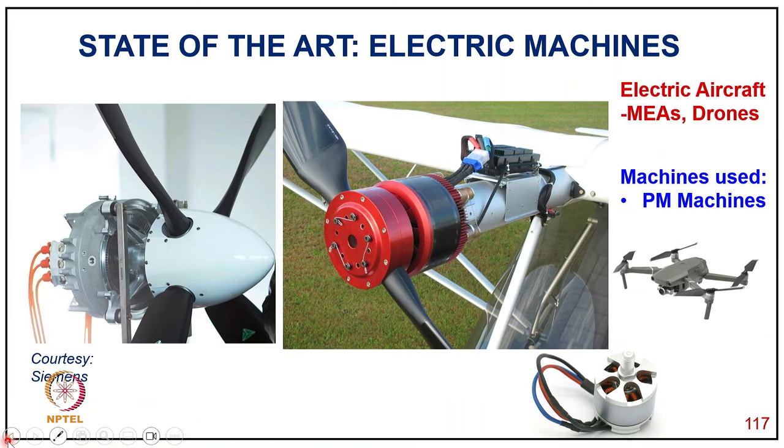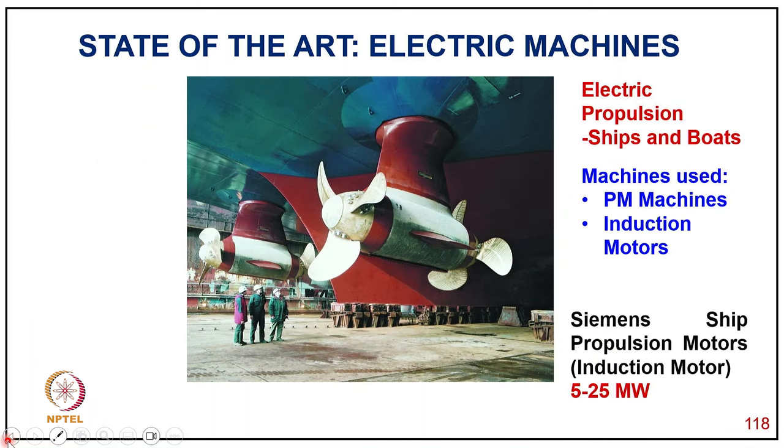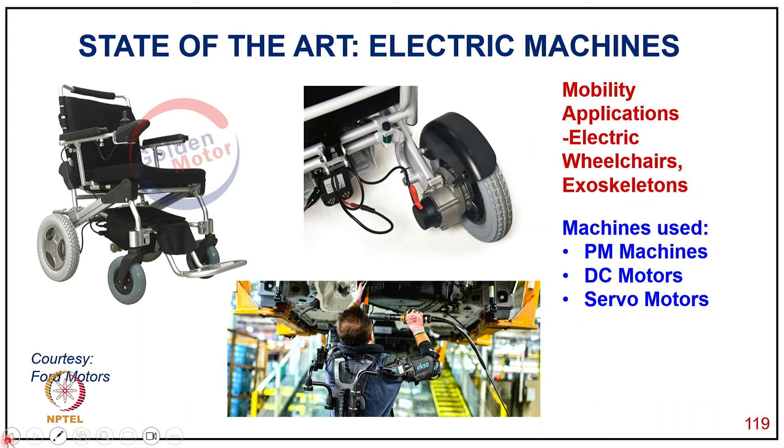Then another application is that we use permanent magnet machines in electric aircraft, or you can call it fully electric craft, and especially recently the drones have come, using a different permanent magnet machine which has high efficiency and low power consumption. So these are all operated with the battery, you can call it power drive. Then we have electric propulsion systems for ships and boats, where we use the permanent magnet and induction motors, of course brushless motors, and the rating goes as high as 5 to 25 megawatt, typically for all these cruise ships. Then we have of course the mobility applications with electric wheelchairs, where we use permanent magnet machines and DC servo motors for different parts of movement of these wheelchairs.